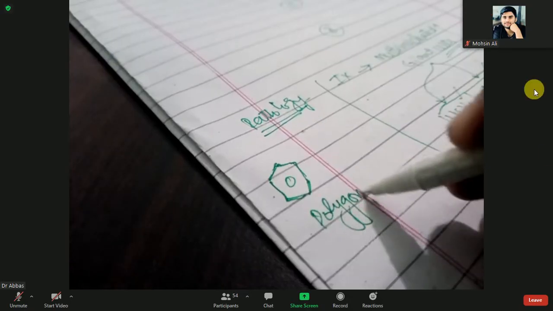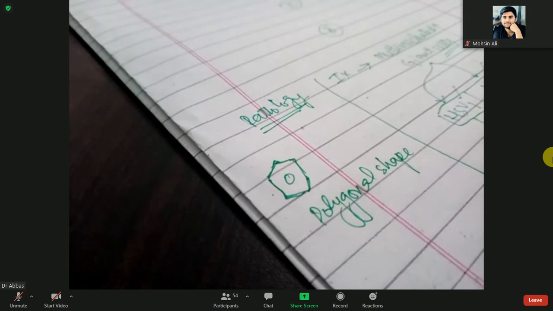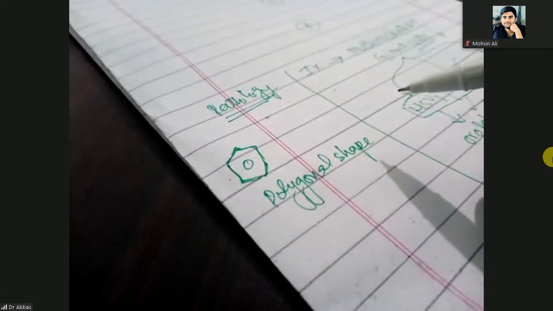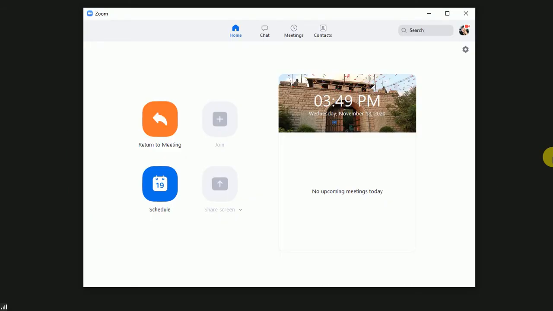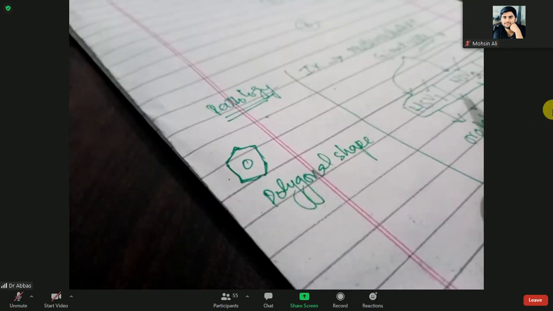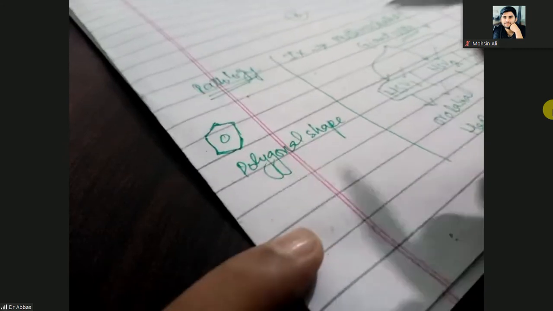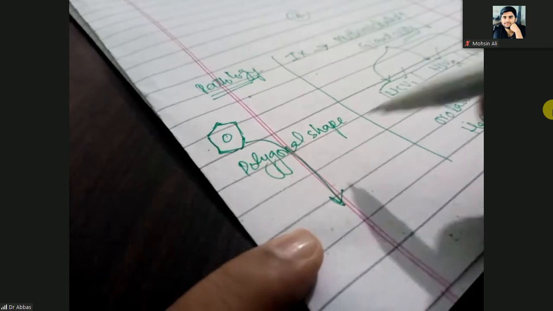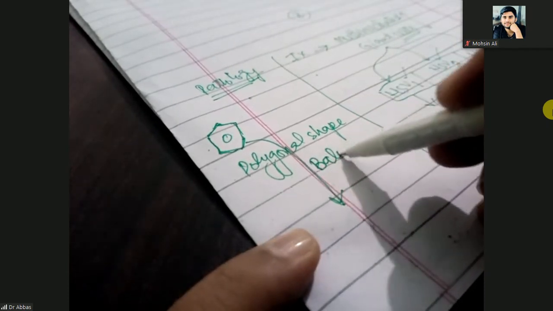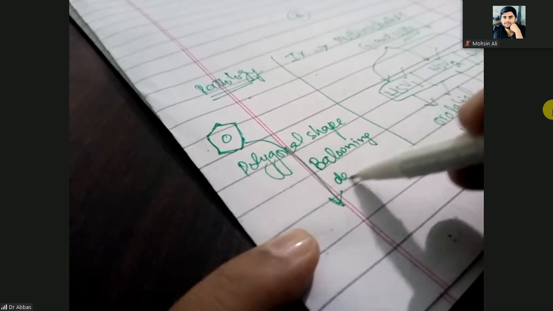Polygonal shape. The virus will infect the keratinocytes, which are polygonal in shape. So this polygonal cell will undergo ballooning. What will happen here? Ballooning will happen here. So there is a ballooning degeneration due to the infection of the virus. This polygonal shape will undergo the ballooning degeneration.